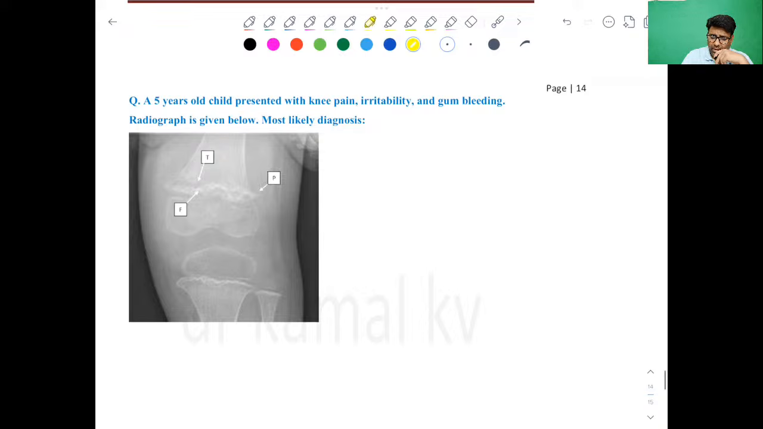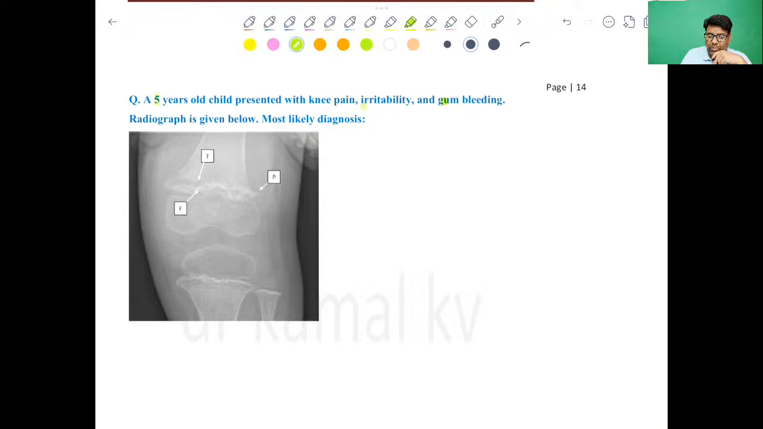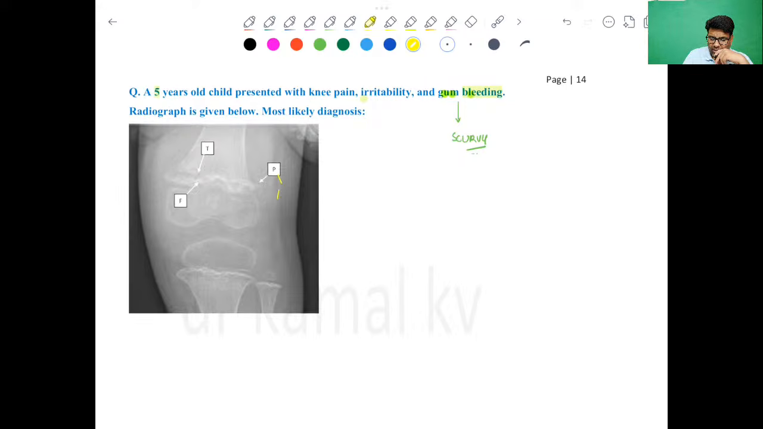Now the next question: there is a 5-year-old child with knee pain, irritability, and most importantly gum bleeding. Now the moment you have this word gum bleeding, I think most of you can answer that this is nothing except scurvy, because there is only one classical condition which presents with gum bleeding. And when we look at the X-ray, we can see a few important signs. One is Pelkan spur. So P is Pelkan spur. Clear? Then T is Trümmerfeld zone.